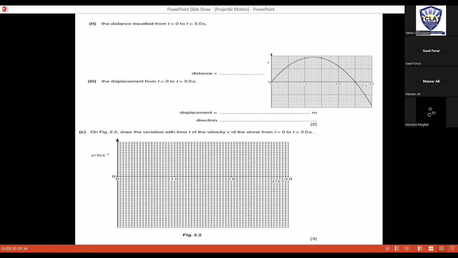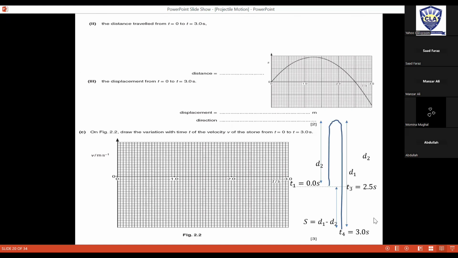Okay. Distance traveled in 3 seconds. Again, I will have to divide it. I have to find the value of D1. I have to find the value of D2. And it will be D1 plus D2. Now, D2 will be same from starting point to the maximum height or from maximum height to the same position. So D2 will be same in this case. I can find out D1 by this principle that I have initial velocity as 0 and time is 3 minus 1.25. S is equal to half AT square is the formula that I am using in this case.